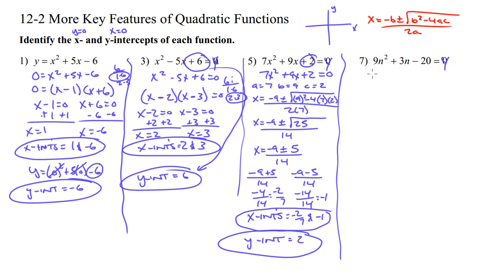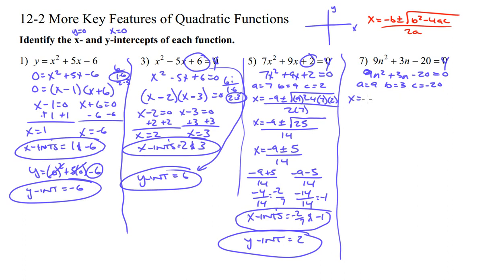Okay, last one here. X-intercepts, we're going to set y equal to 0. So we got 9n squared plus 3n minus 20 equals 0. I'm going to plug this into the quadratic again. This one will probably be a little bit nicer to plug into the quadratic, because 9 times 20 is 180. You have to come up with all the factors of 180 and hope that one of those has a difference of 3. It might work out, but it might not. So I'm just going to do the quadratic. a equals 9, b equals 3, c equals negative 20.